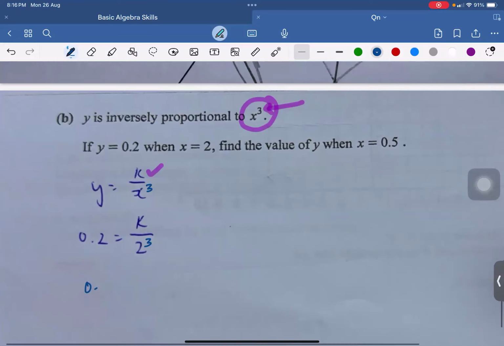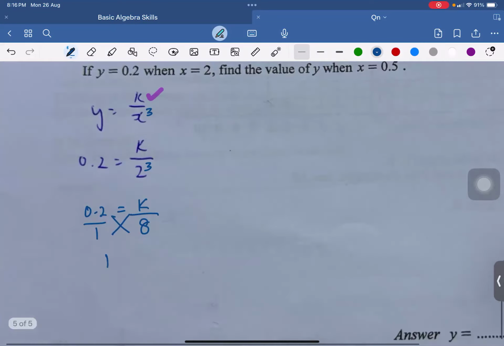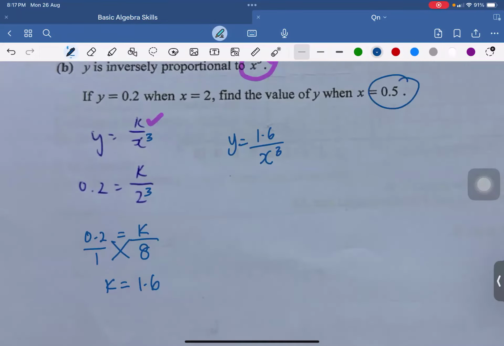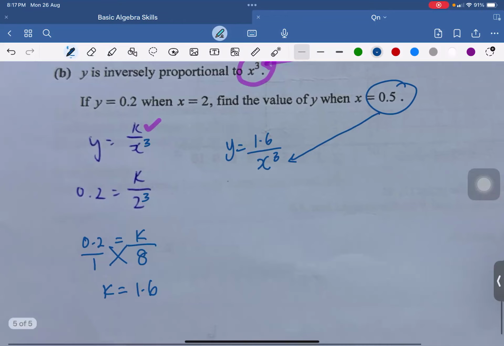So this is 0.2 equals k over 8, right? 2 cubed is 8. So how to get k? 0.2 times 8, 1.6. So my equation is y equals 1.6 over x cubed. Then they ask, what is the value of x? Put inside. Is that okay, Elise?